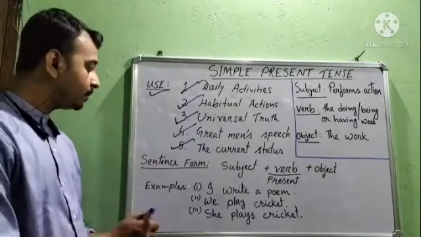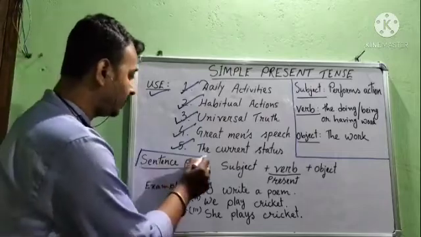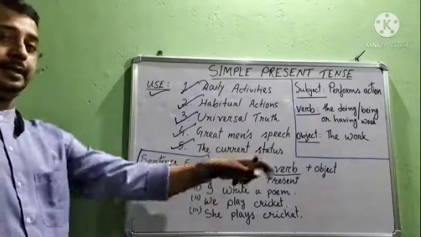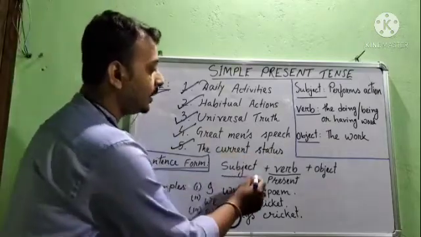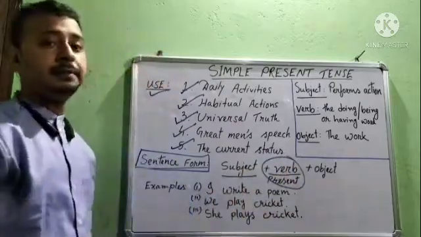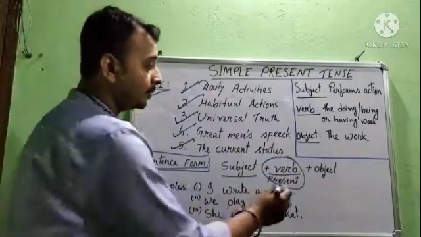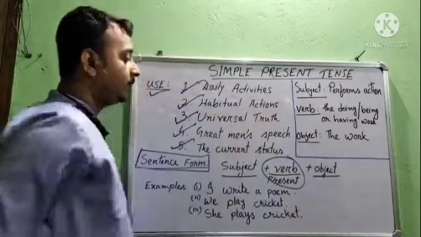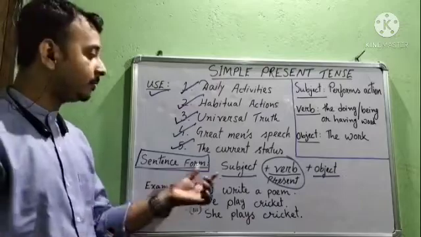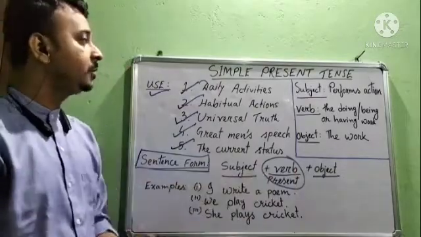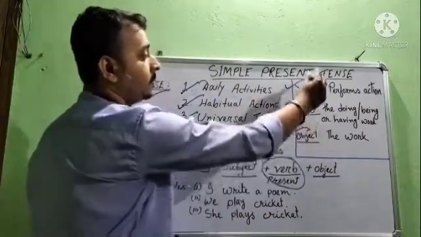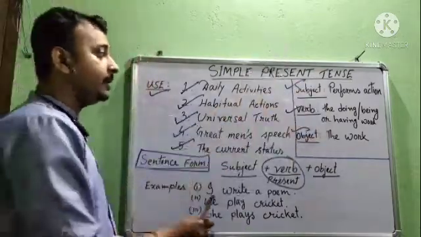We should also know the sentence form of simple present tense. So the sentence form of simple present tense is like this. First we need the subject, then we need the verb in present tense. You always remember we need the verb in present tense. Then we need the object. But I know that I have to explain more about subject, verb and object. So you see this part completely.